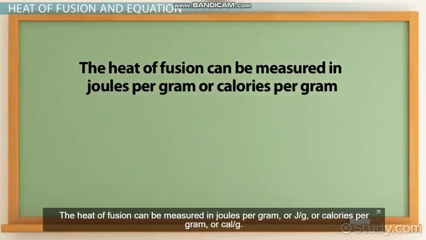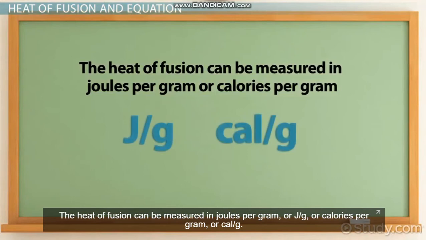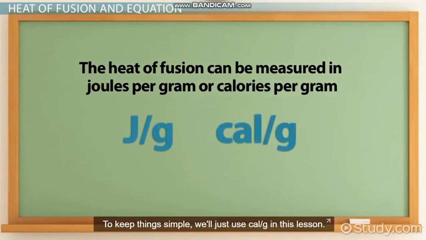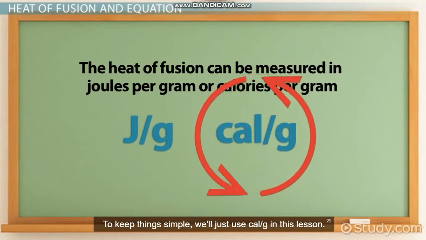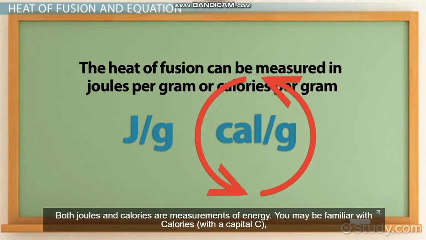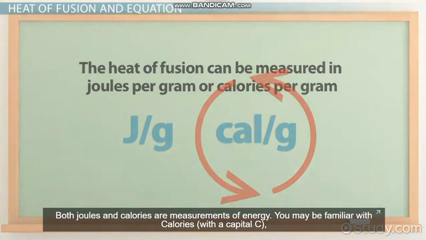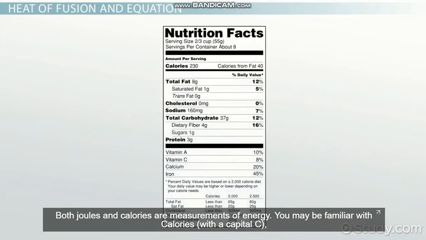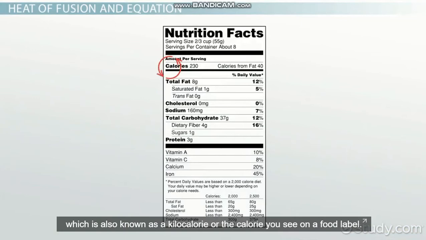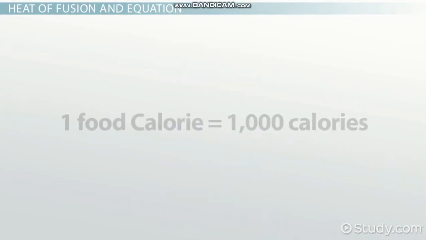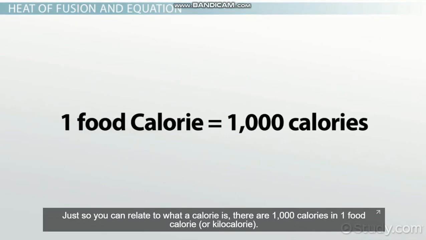The heat of fusion can be measured in joules per gram, or J per G, or calories per gram, or cal per G. To keep things simple, we'll just use calories per gram in this lesson. Both joules and calories are measurements of energy. You may be familiar with calories with a capital C, which is also known as a kilocalorie, or the calorie you see on a food label. Just so you can relate to what a calorie is, there are 1,000 calories in one food calorie, or kilocalorie.